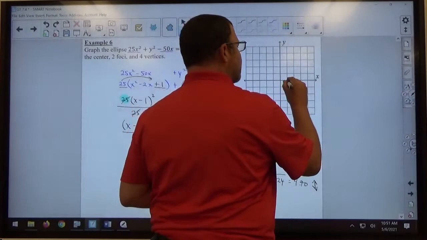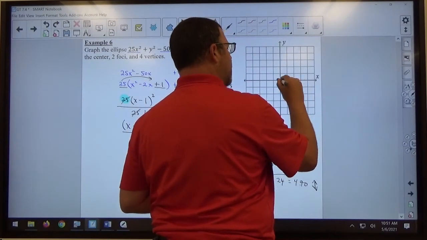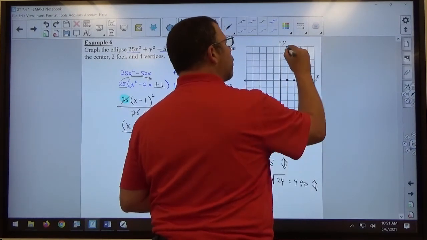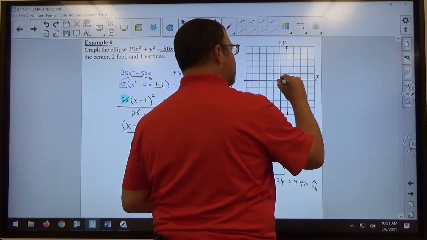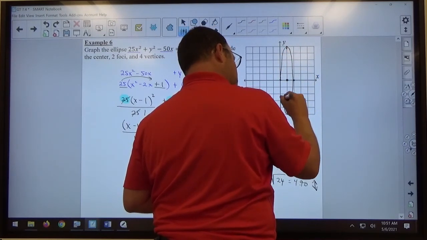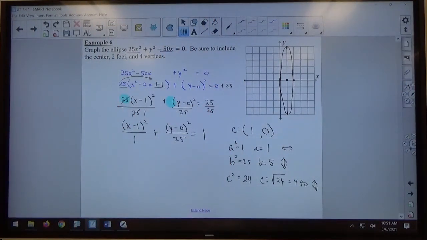So 1, 0 is my center. I'm going to go 1 right for a vertex, 1 left for a vertex, 5 up for a vertex, 5 down for a vertex, 4.90 up for focus, 4.90 down for focus. Connect the dots with a curve. Those thin ones are harder to draw. The fatter ones are easier to draw. Draw it as pretty as you can. You can see mine's not great. So make it look curvy, hit all 4 vertices, and you'll be in good shape.